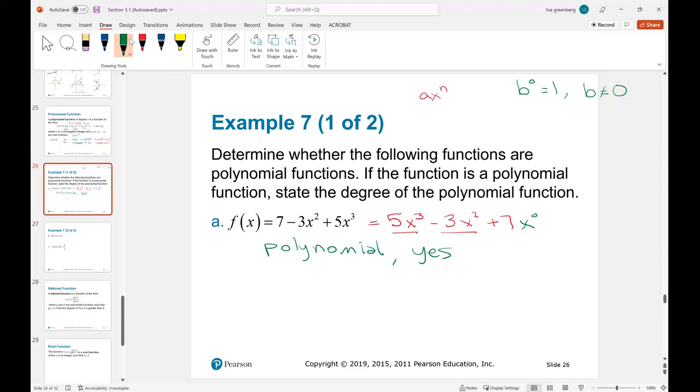So determine whether the following functions are polynomials. This is a polynomial. If the function is a polynomial, state the degree. The degree is the largest exponent. That's why it's always good to put it in standard form. So the degree of this is 3, and I'm getting that from my largest exponent. And that's basically all they're asking.